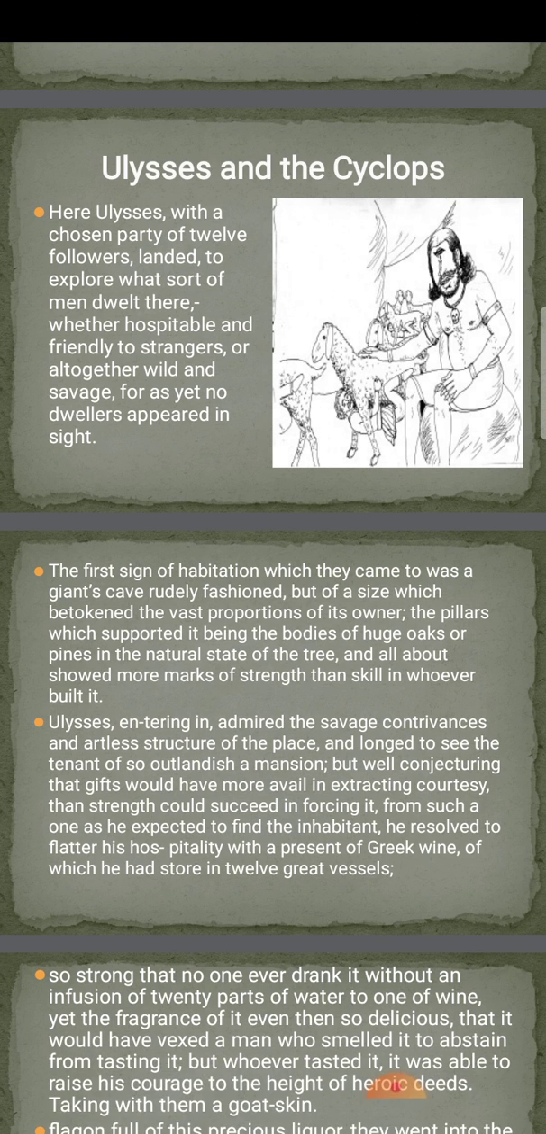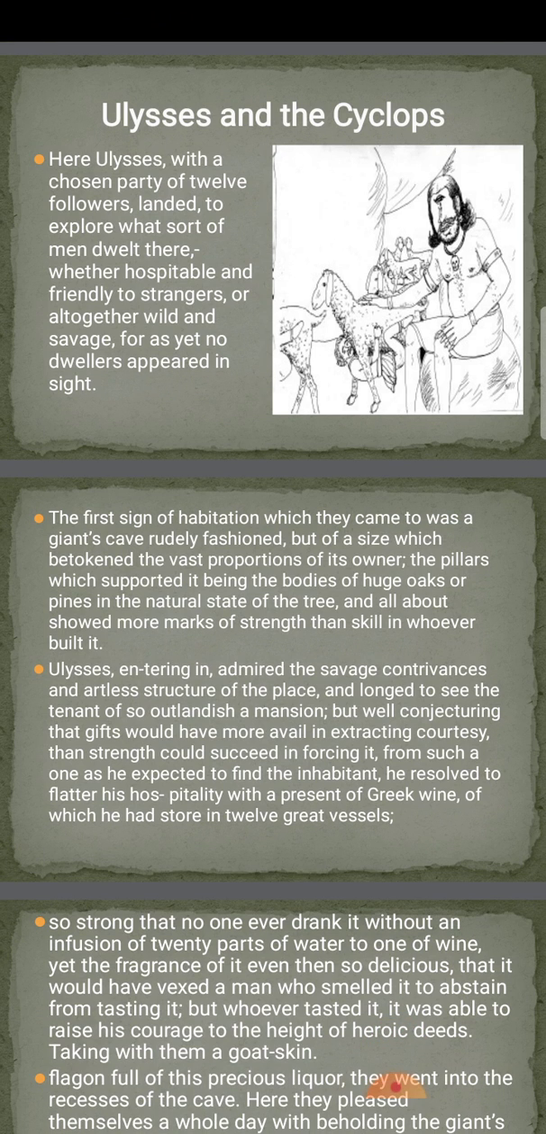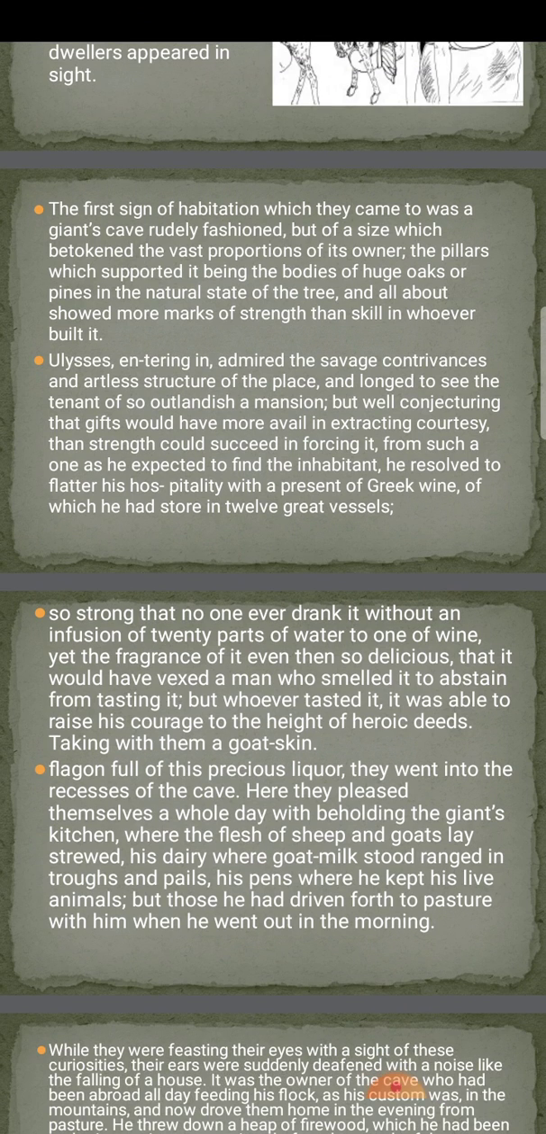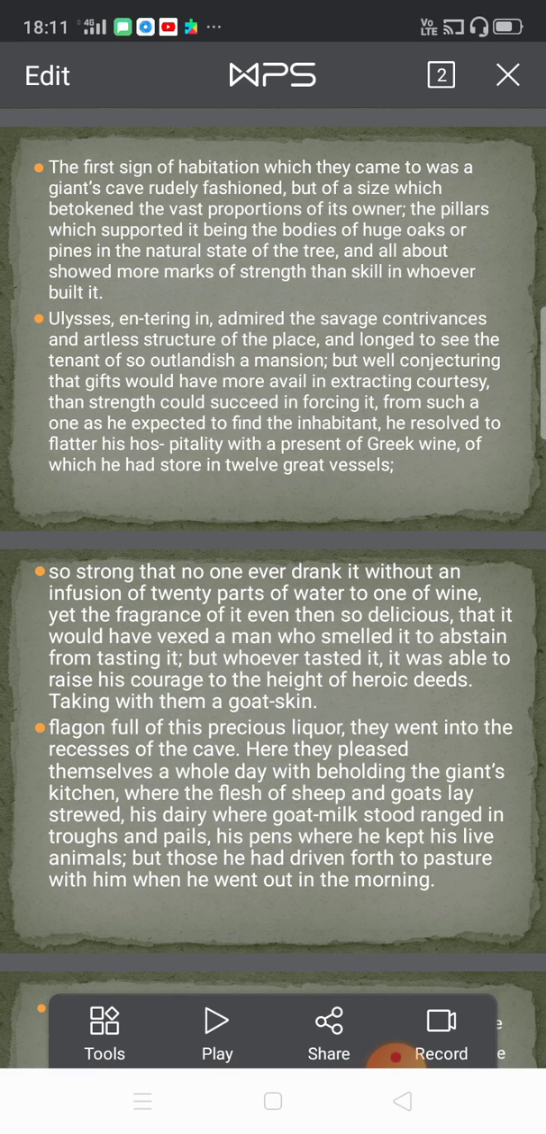He found all the Greek wine, these jars, there inside the cave, which he had stored in 12 great vessels. He found inside the cave the jars where wine was stored. So strong that no one ever drank it without an infusion of 20 parts of water to one of wine. Yet the fragrance of it, even then, was so delicious. The wine smell was coming, stimulating these people to drink. So nice it was that it would have vexed a man who smelled it to abstain from tasting it.